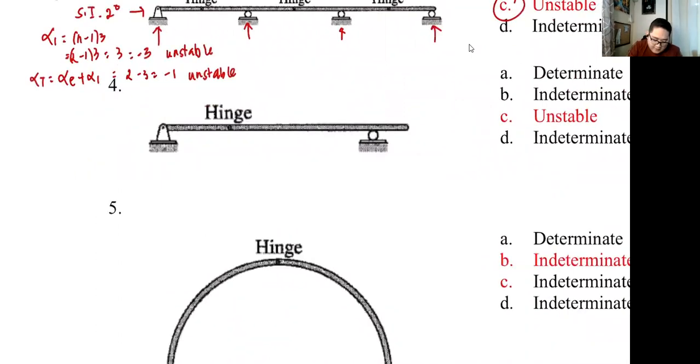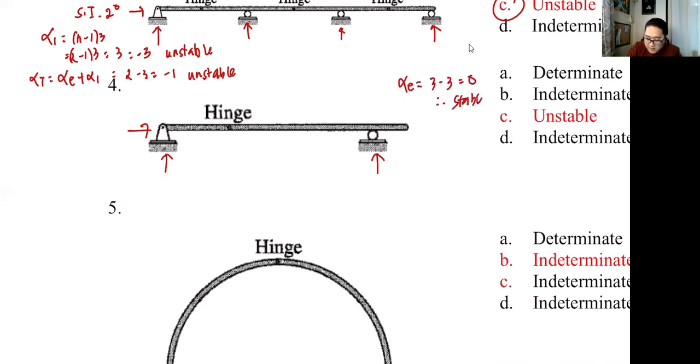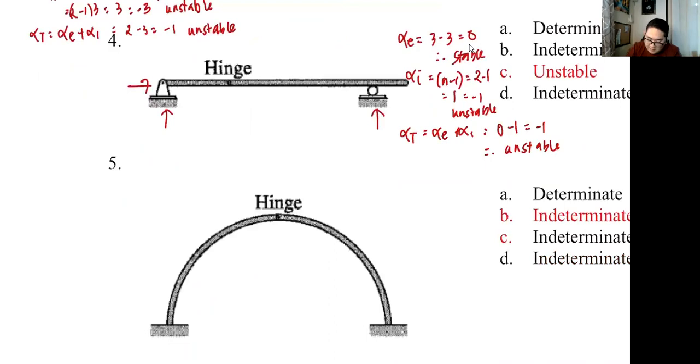Okay, fourth one, we have a hinge, a roller, and then internal hinge. So yung external natin will be equals to 3 minus 3 is equals to 0. So therefore, stable tayo dito for external. We have our internal. So we have n minus 1 times one member lang. Two members pero one hinge lang. So 2 minus 1 is equals to 1 or negative 1, unstable. And then we have our total of E plus I. That will be 0 minus 1 is equals to negative 1. Therefore, unstable tayo for number 4, or para doon sa overall stability niya.